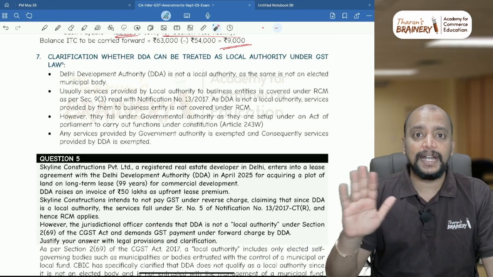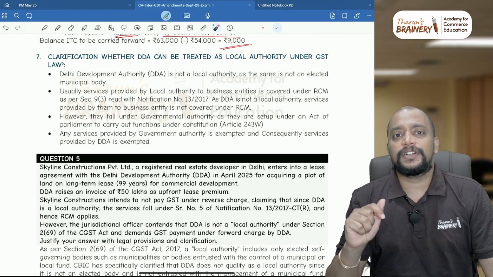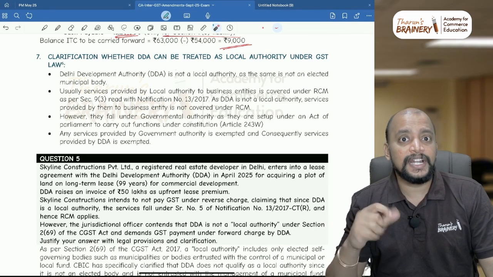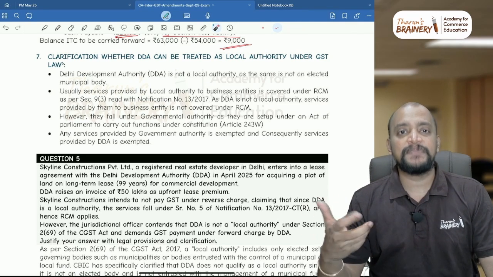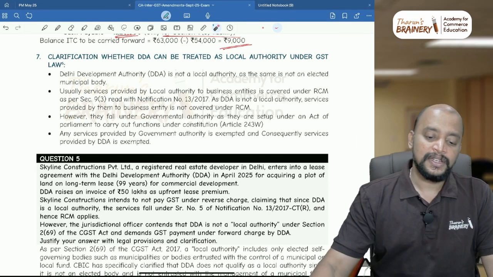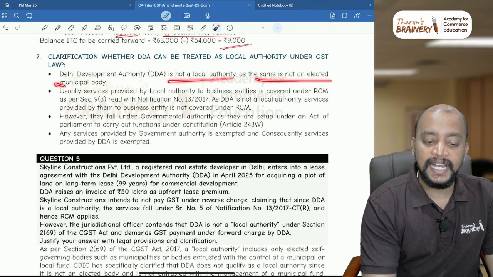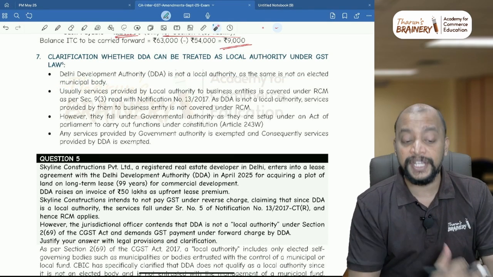That is completely part and parcel of government. So, Delhi Development Authority is basically not a local authority, it is an urban development authority that will come under government authority. It's not a local authority, okay, as the same is not an elected municipal body.